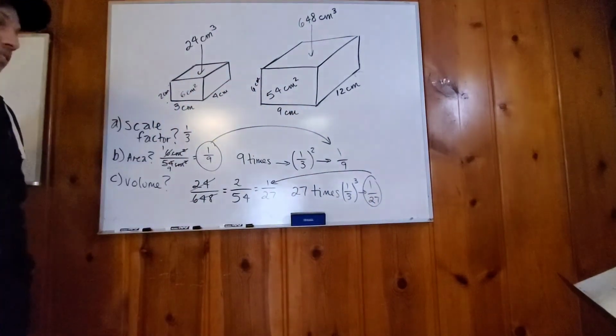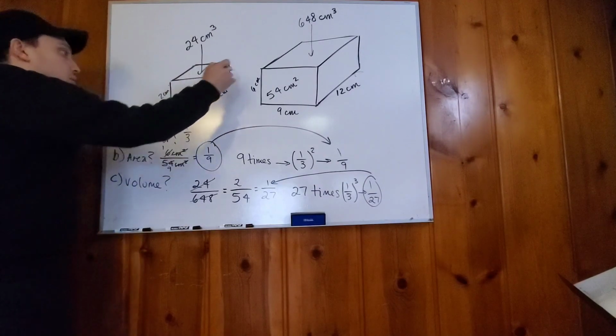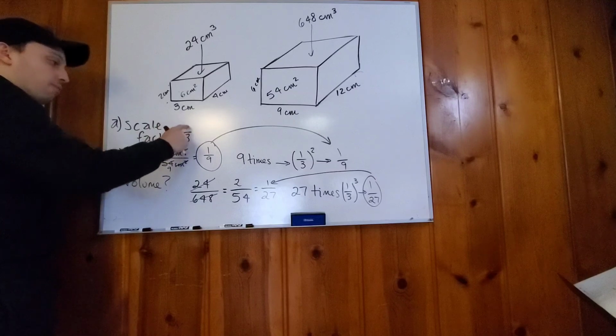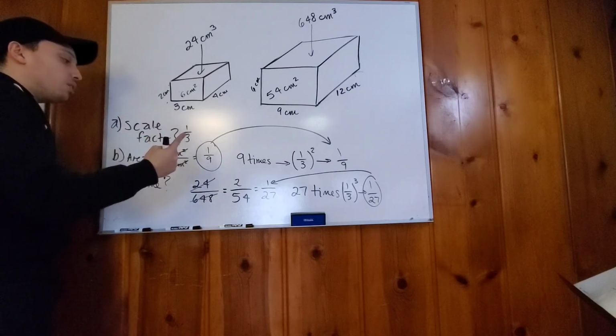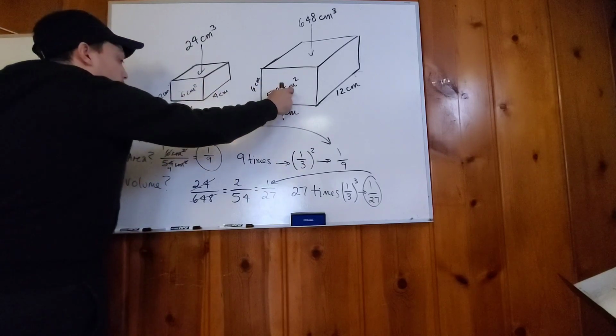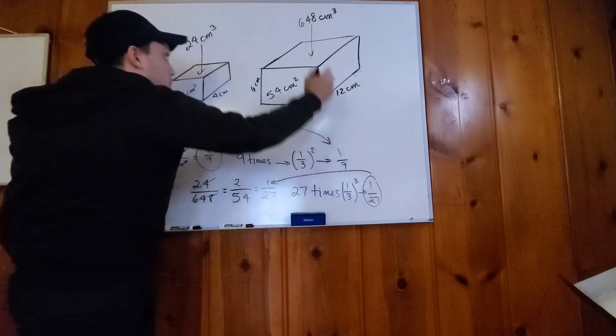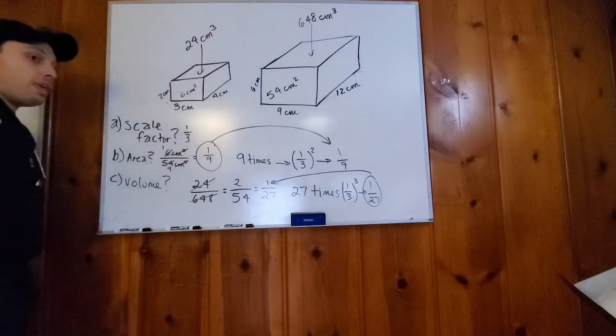And that's how you find the scale factor for the perimeter and the sides. So the scale factor is going to be 1/3. Then when we talk about area, you have to square it because area is squared. And when we're talking about volume, you have to cube it because volume is cubed.